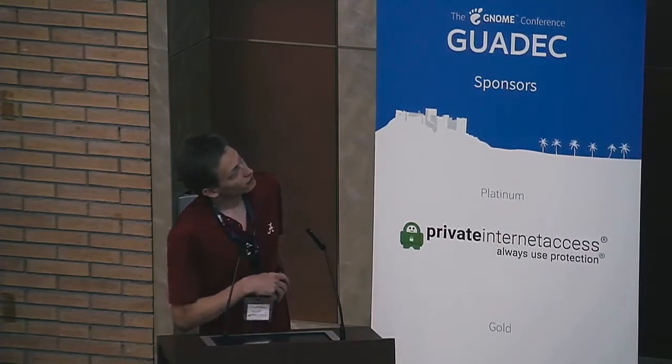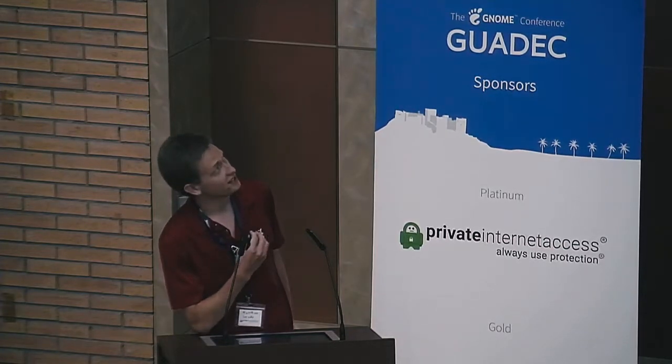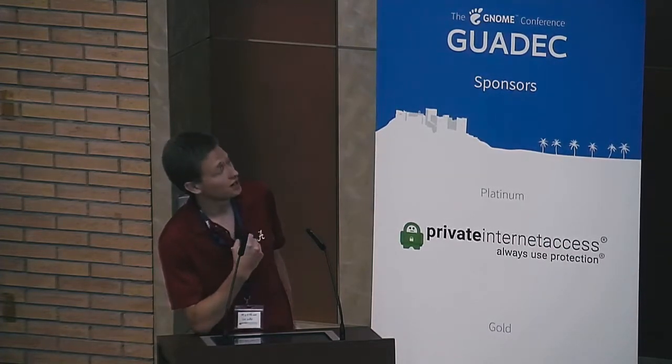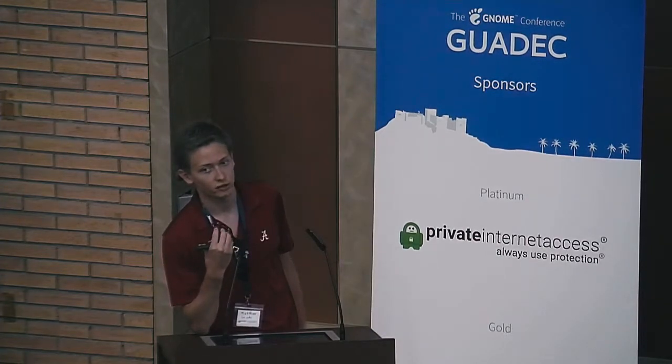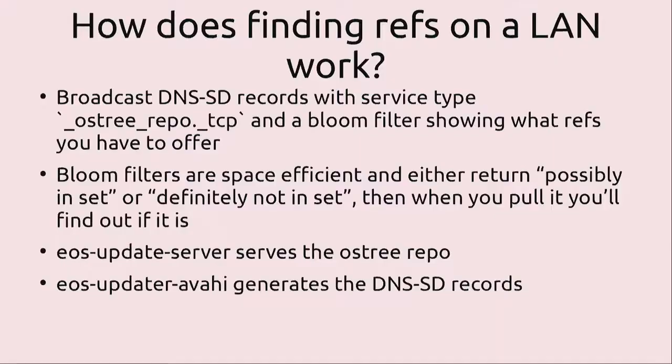And then what about on a local network? So DNSSD stands for DNS Service Discovery. It's basically how you find printers, for example, on your network. And in this case, we're not using it for printers, we're using it for OSTree refs. So we just made up a new service type, OSTree repo, and then you can broadcast DNSSD records on your local network that basically just say, I have these refs to give. If you want any of them, pull them from me.